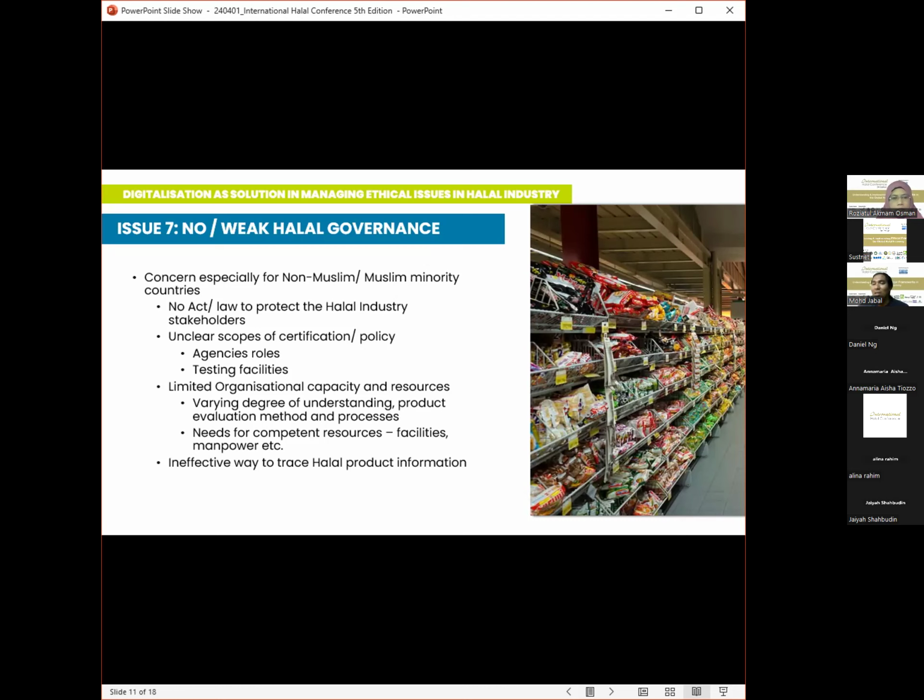Sometimes they have a halal certification body or authority, but they don't have the competency needed. Yeah. All right, and then we have an issue with varying degrees of understanding of product evaluation methods and processes. Some say, okay, this method is acceptable, and some say this method is not acceptable. Another issue, yeah, is the need for computer resources such as facilities, manpower, etc. Yeah. And this is something that leads to digitalization, where there is an ineffective way to trace halal product information.